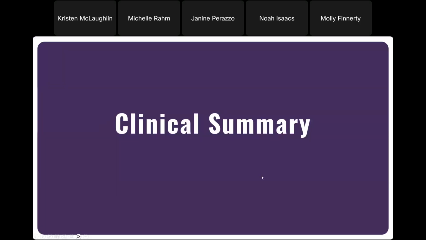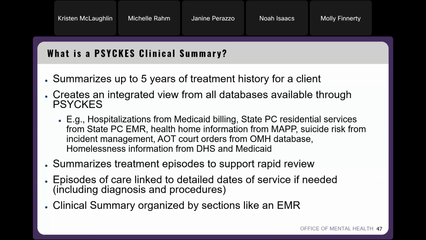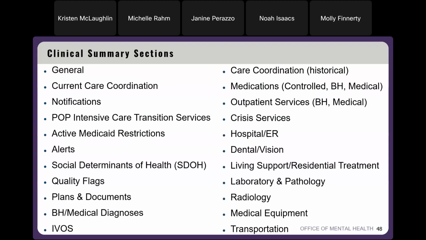All right, so let's look at what's in the clinical summary. So that's that individual level report that summarizes up to 5 years worth of information. And it's that integrated view of all of those different databases that we talked about. And it helps support rapid review and links those episodes of care to detailed dates of service. And it's organized in sections like an EMR. And here are some of those sections that you're seeing here. So depending on what you're interested in most, you have the ability to actually drop down into that section, or you could take it from the very top to the very bottom.